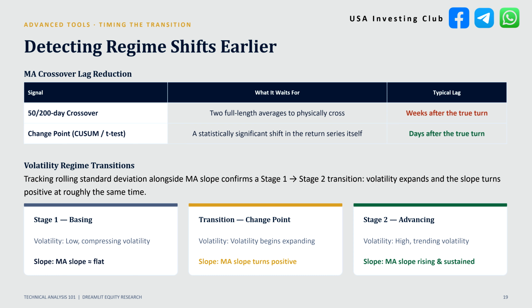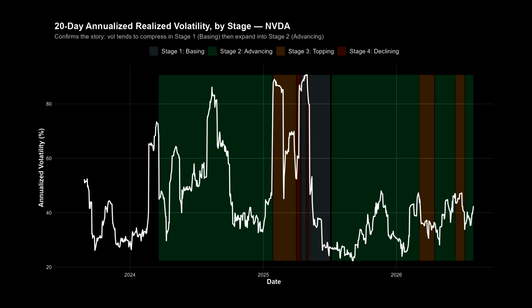When you see compressing volatility suddenly start expanding at the exact same moment the slope turns positive, that convergence is about as strong a confirmation as classical technical analysis can offer that a genuine regime shift, not just noise, is underway. Let's bring everything from this second half of the lecture together on one final chart.